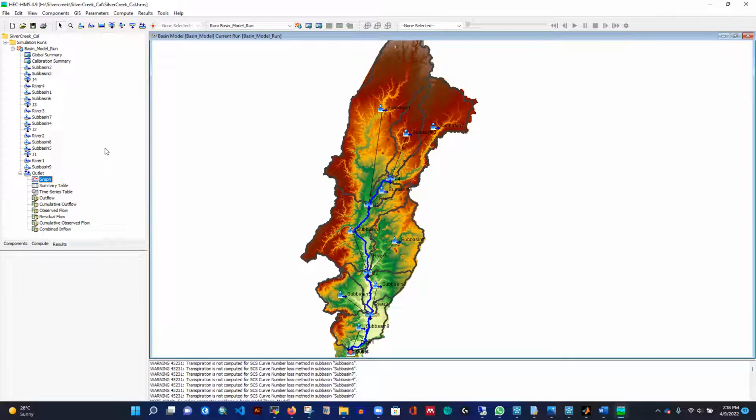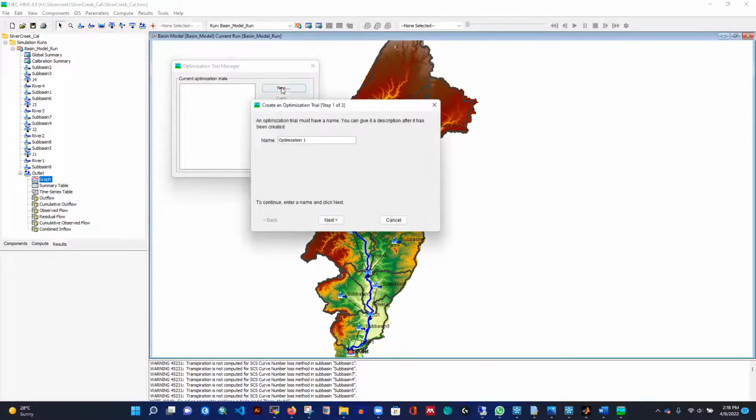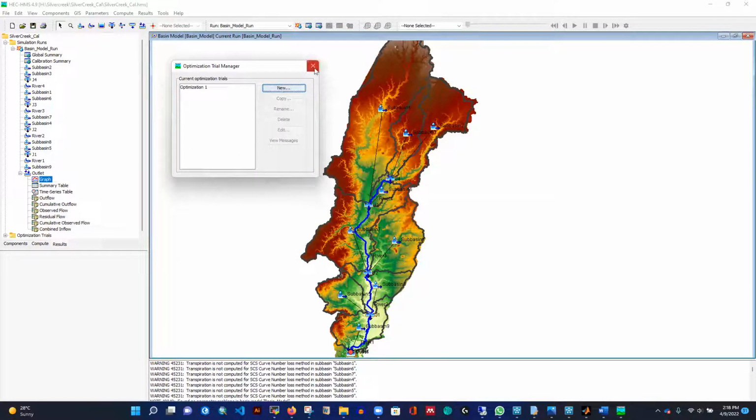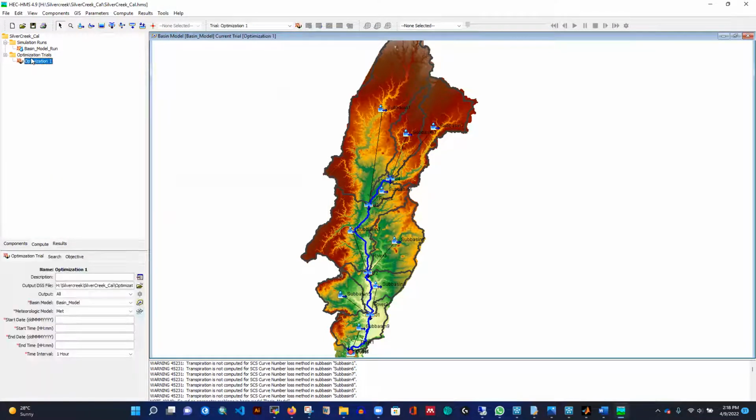For the automatic calibration process, from Compute you can go to Optimization Trial Manager, go to New, and create Optimization 1. I'm using my basin model. I have 3 basin models, so the basin model is there. Clicking next, I have 1 met model and everything is the same. So I think it's there. It doesn't have any parameter now.